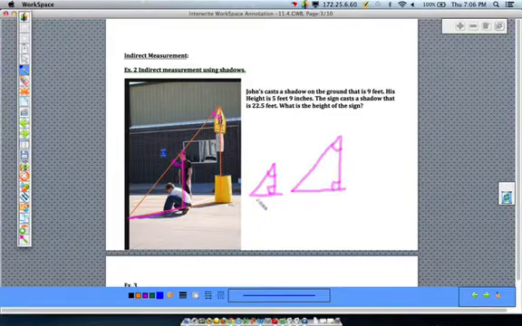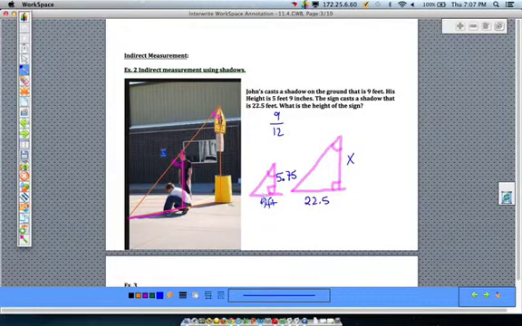So we said his shadow was 9 feet. And John is 5 feet 9 inches. So that's not 5.9. We have to do 9 divided by 12, which is going to give me 0.75. So I'm going to say 5.75. Then we don't know the height of our sign, but we know its shadow is 22.5 feet, or 22 feet 6 inches. So I can set up my ratio now.